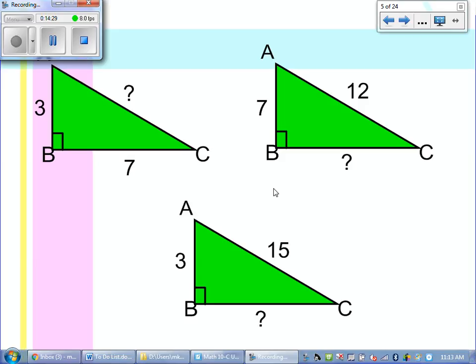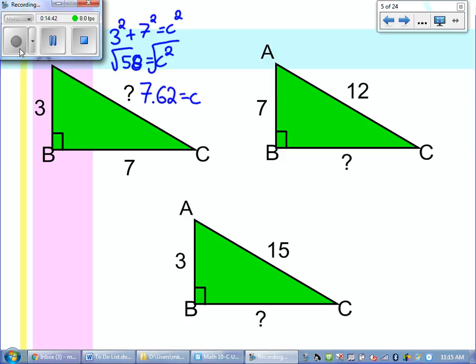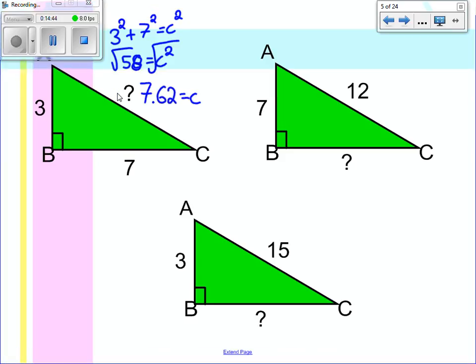Alright, if we look at this first one, we had to properly label our triangle. So your first step was knowing that what you're looking for is little c. It's your hypotenuse. Meaning that this one's A and this one's B. And if you call them the other way around, that's fine. You then have to put it into Pythagorean Theorem. So 3 squared plus 7 squared equals C squared.